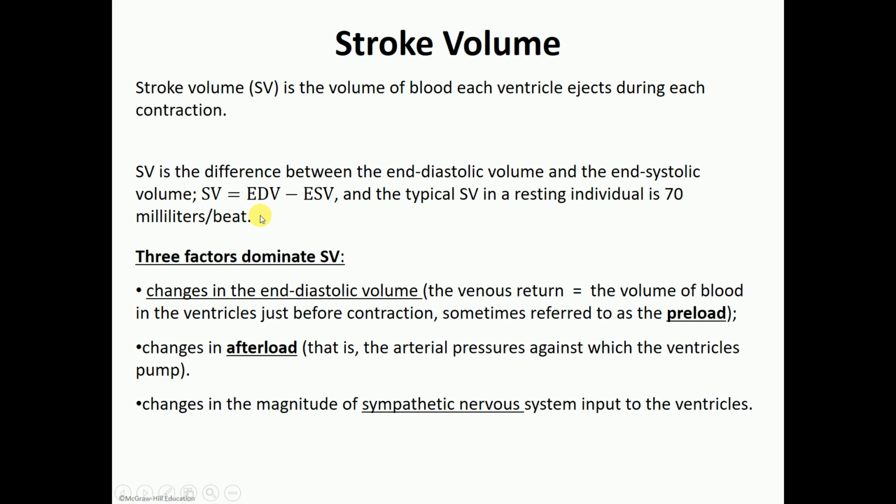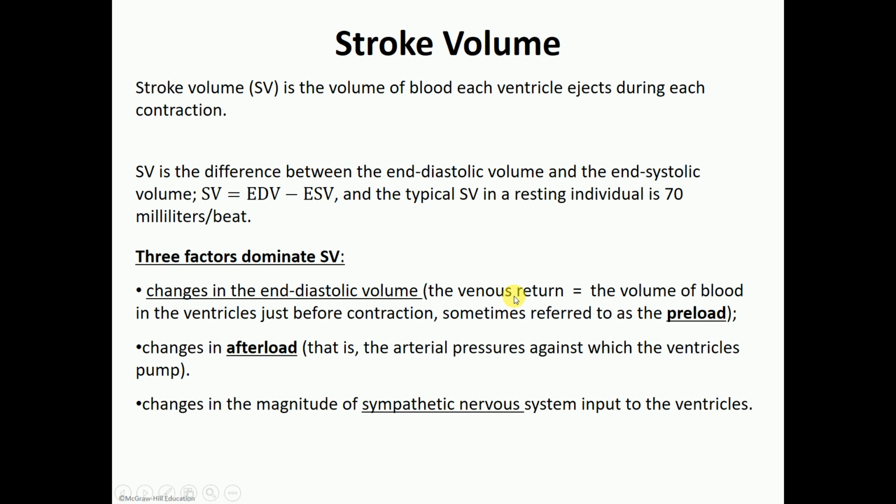Okay, if you have a bigger end-diastolic volume versus a smaller one, how can that affect the stroke volume? So let's take a look at how it would affect your stroke volume. The end-diastolic volume really depends on how much blood returns to the ventricle, which means it depends on the venous return to the right atrium.